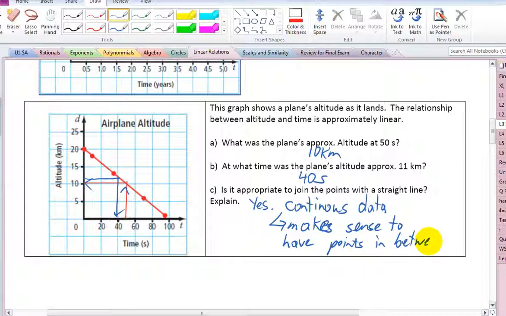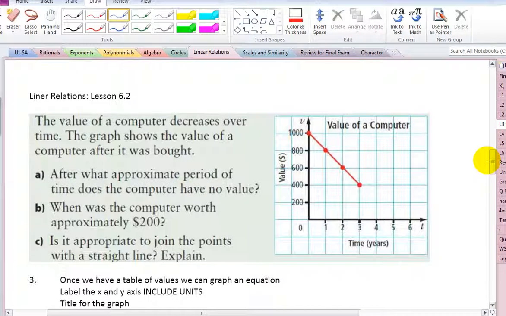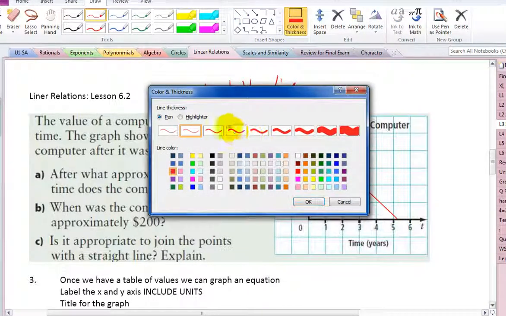Good. Any questions? Okay, go for it. So what we do now, though, is the data stops at 400, but we want to know more information. So what we have to do is extend the line. So we take our ruler, put it on the line, and we just extend it down. Now I'll make it blue so you can see it. Okay, so that's the line extended.